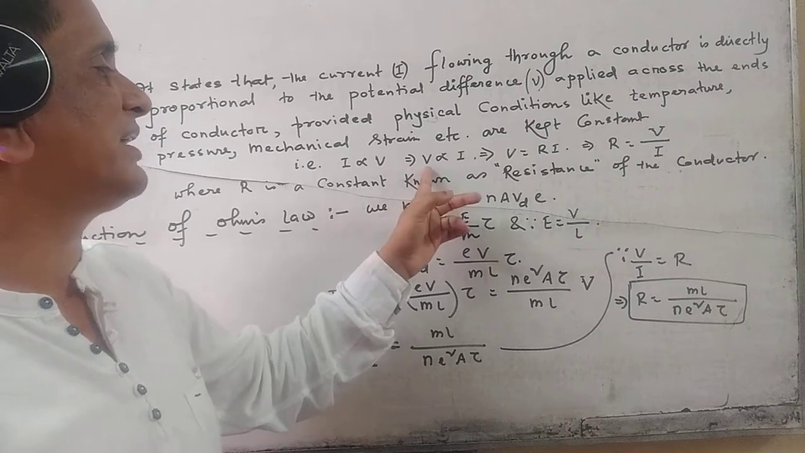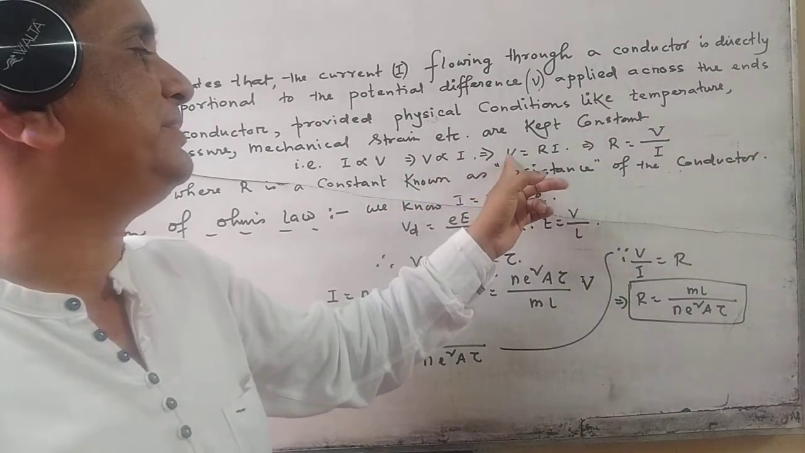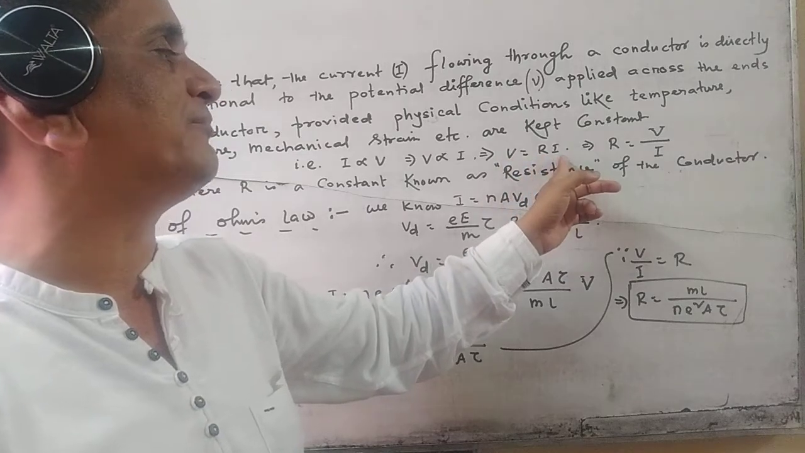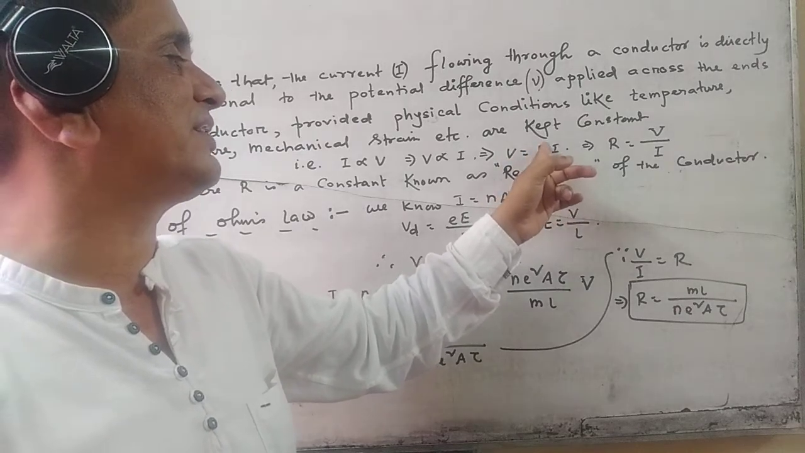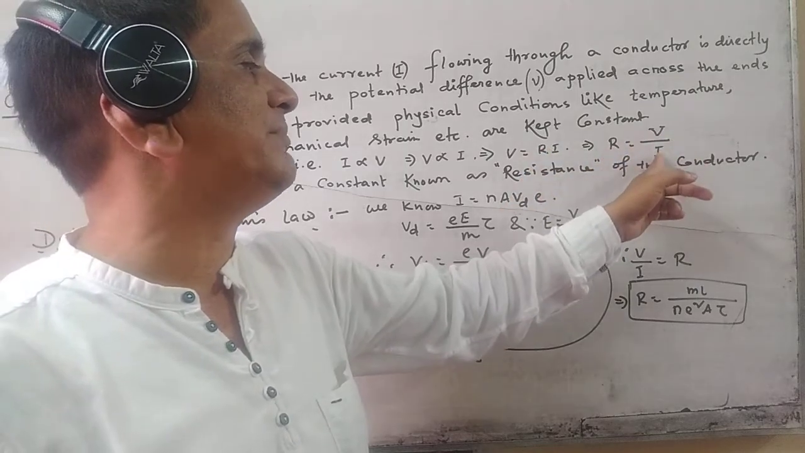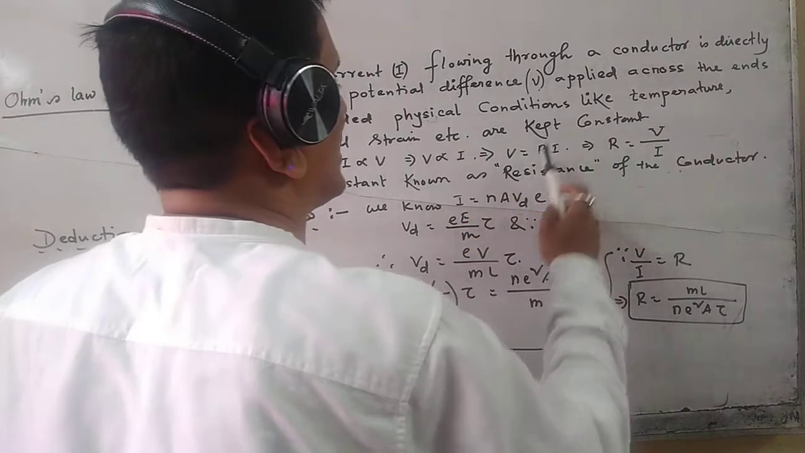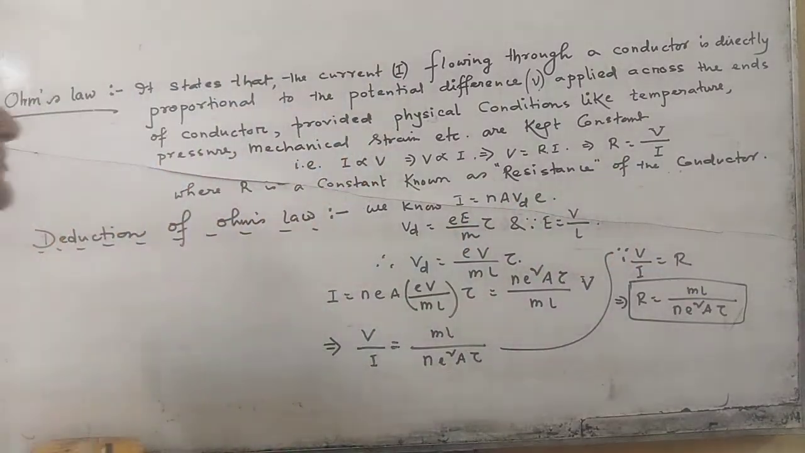From there we can say V is directly proportional to I. It implies what? V equals R into I, where R is a constant of proportionality. Is it clear? It implies R equals V by I, where R is a constant of proportionality known as the resistance of the conductor.